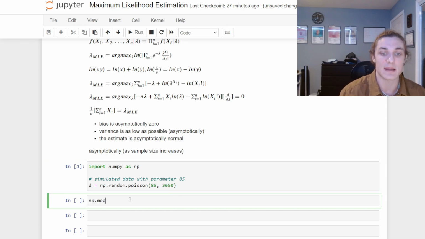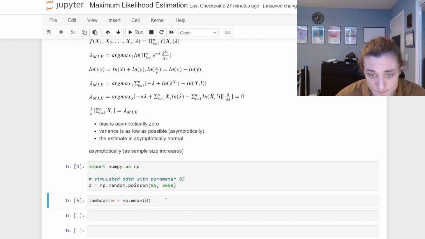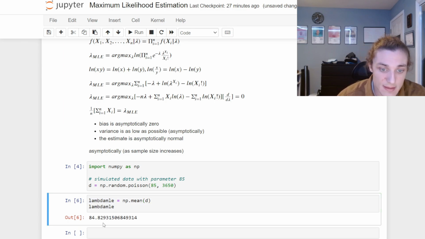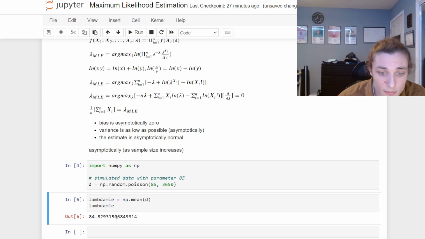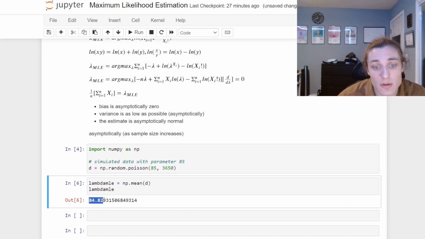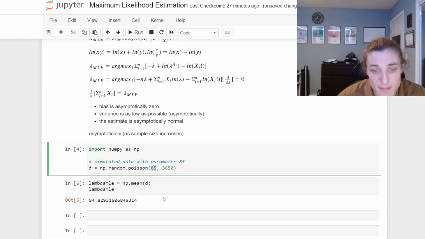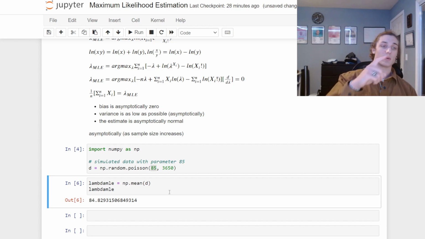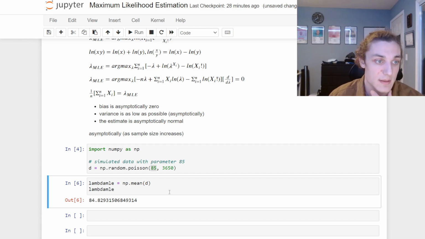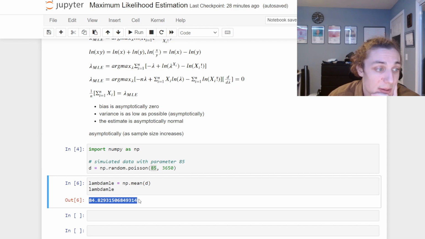So to do that, let's use the MLE. So I'm going to say np.mean(D), and I'm going to call this lambda MLE. All right, what is the lambda MLE? It is 84.83. Now that is pretty darn close to the population parameter, right? All of these estimates are going to have a distribution because they are based on the data. We can continue to resample and get another example for what the MLE could be. And that distribution is going to be normal, consequent of the central limit theorem.